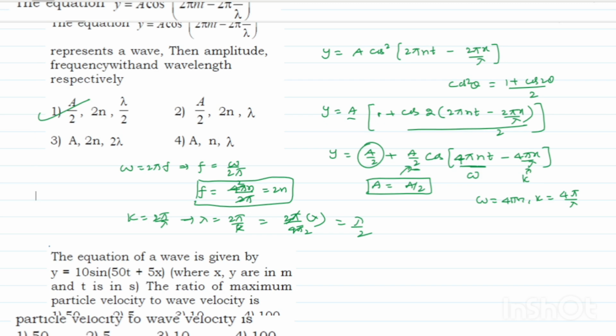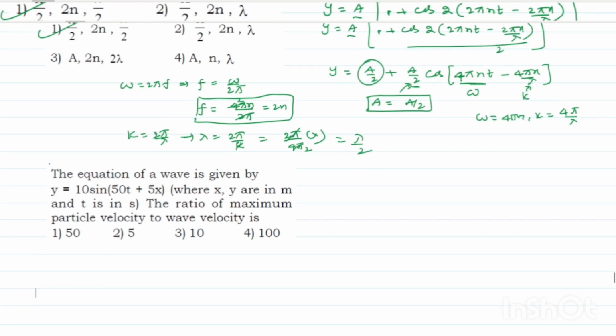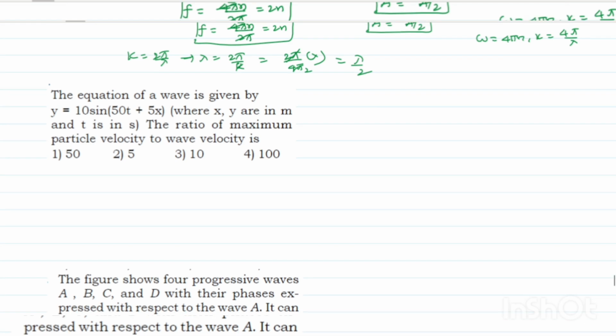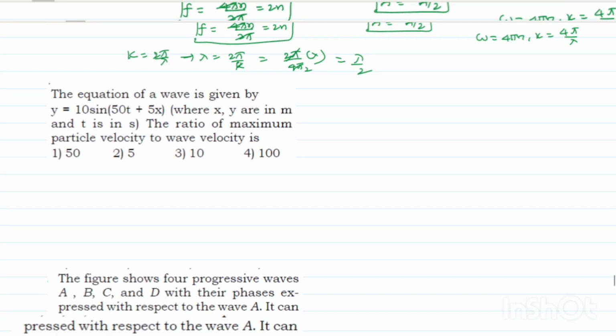Let us see the next question. The next question says the equation of the sine wave is given by y equals 10 sine of 50t plus 5x. So y is given as 10 into sine of 50t plus 5x. It is in the form y equals A sin(omega t plus kx). X and y are in meters and t is in seconds.